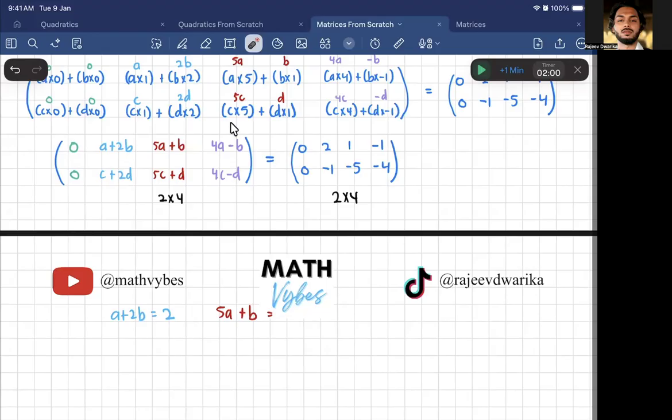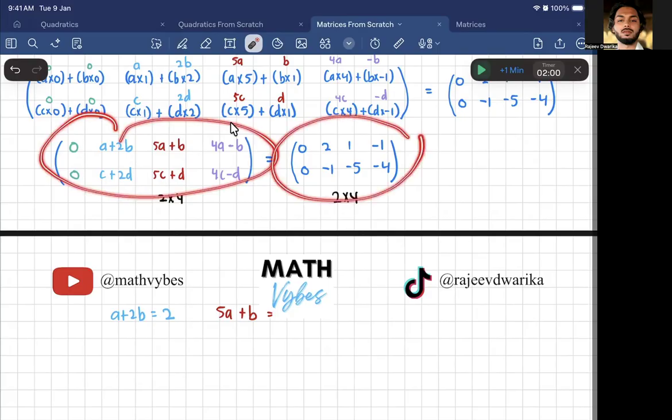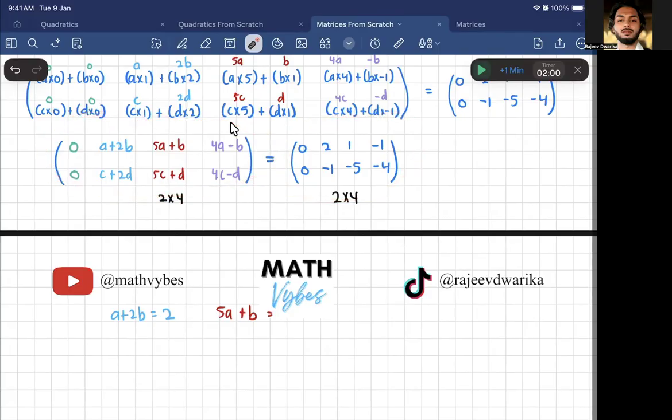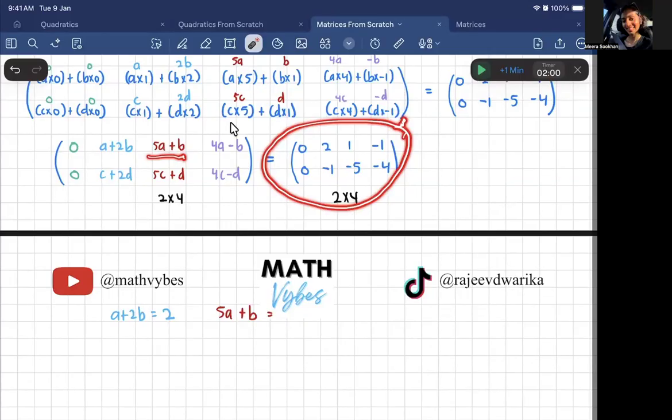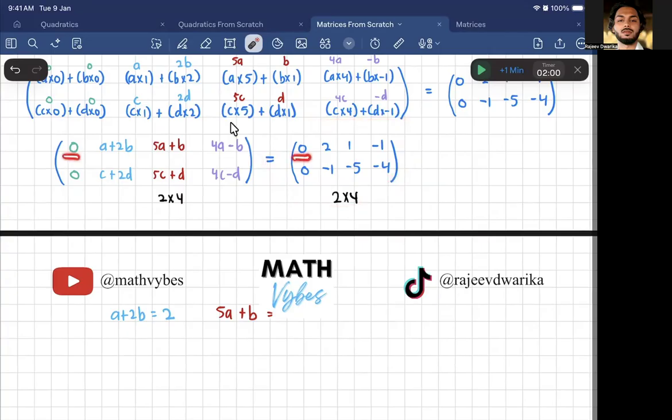So look, this and this are the same order. So what is in place of 5A plus B over here? Tell me, Mira. 1 minus 5. No, watch. The 0 and the 0 are in the same place. A plus 2B and 2 are in the same place. What do you think 5A plus B is equal to?